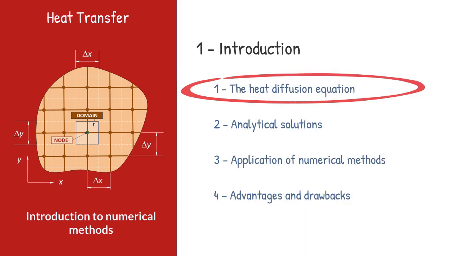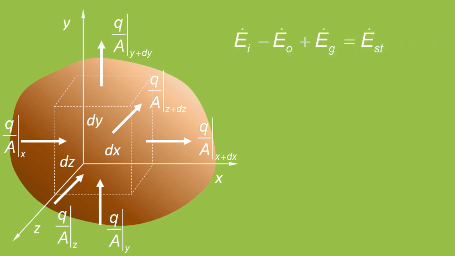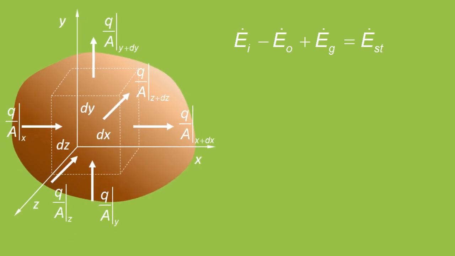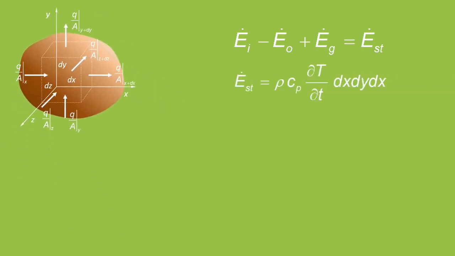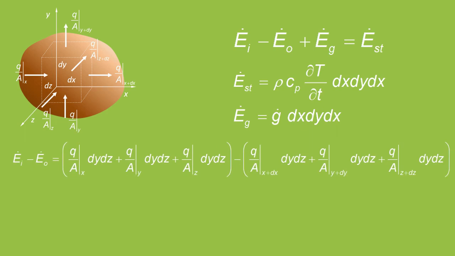Let's move back to the diffusion equation for conduction heat transfer. The heat diffusion equation is an energy balance per unit of volume inside a solid. We can evaluate the energy stored per unit time, the energy per unit time generated inside the control volume, and the inputs and outputs by conduction through the walls of the control volume. Now, we apply Fourier's law to evaluate conduction fluxes.